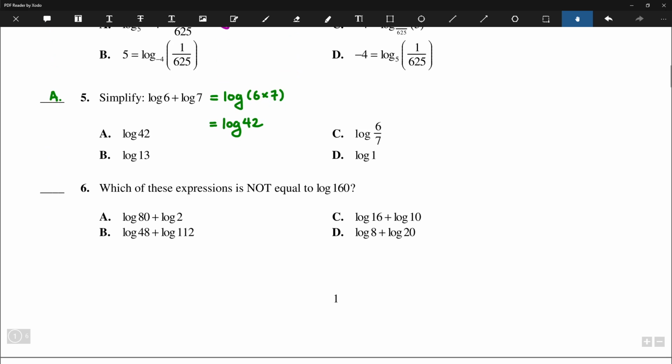Okay, so next up we have number 6. Very quickly here, if we look at all 4 of the choices, we can multiply the arguments together. 80 times 2 is 160. 16 times 10 is also 160. And 8 times 20, of course, is also 160. The only one that does not give a product of 160 is 48 times 112. And so the answer in this case is going to be B.